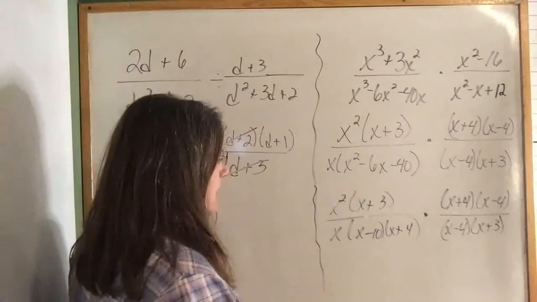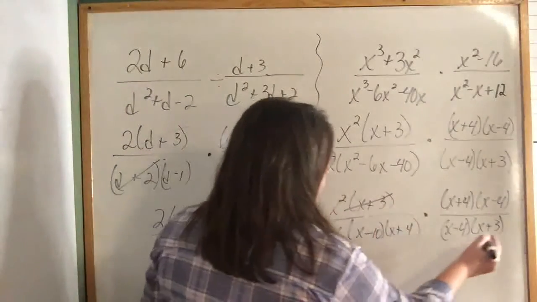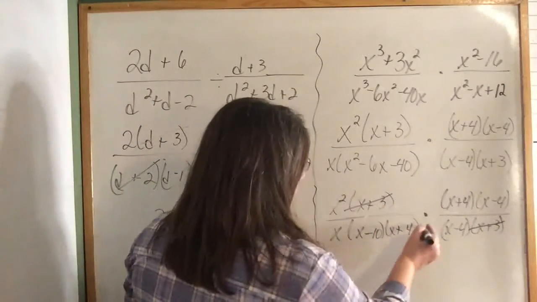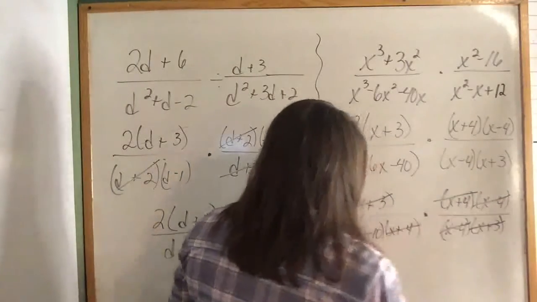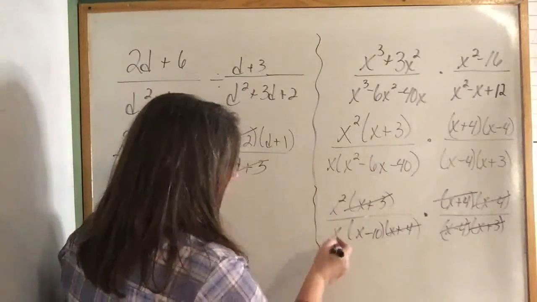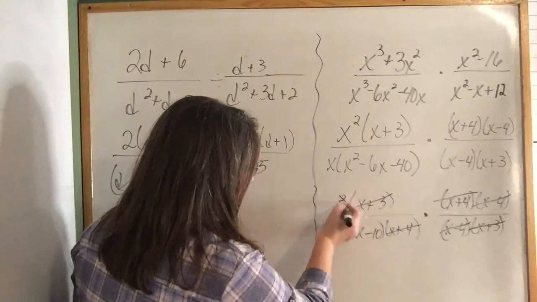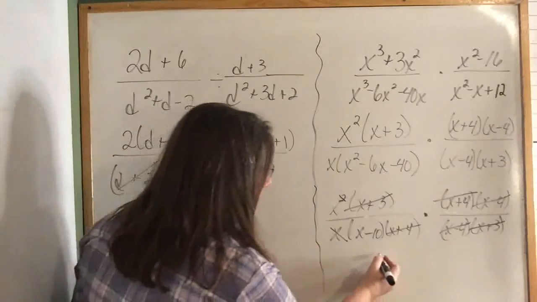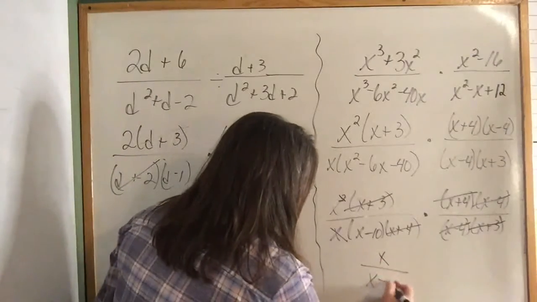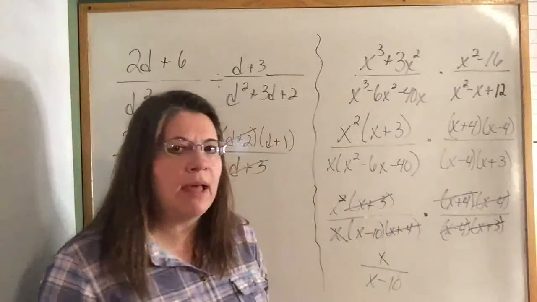And then I will cancel anything that will cancel. So I've got x plus 3, it cancels. The x plus 4 cancels. The x minus 4 cancels. And here, one of the x's will cancel. So that becomes an x instead of an x squared. So on the top, I have an x. On the bottom, I have x minus 10. And that's all I can do.